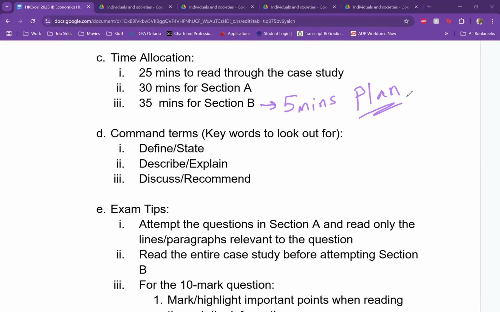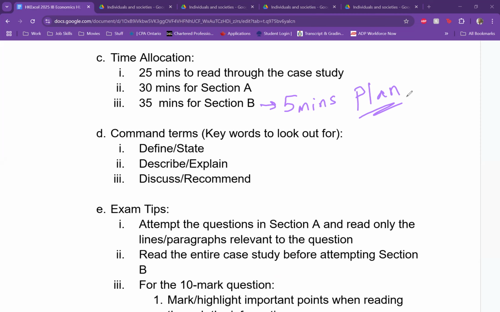The reason why you want to take this time is because once you're done with the planning, you can then move on to the writing part where you don't have to think about the structure or what you're going to say next. You already have a plan, you already have an idea of what you want to say, in what order you want to say it, and so this will help speed up the writing part of your answering.